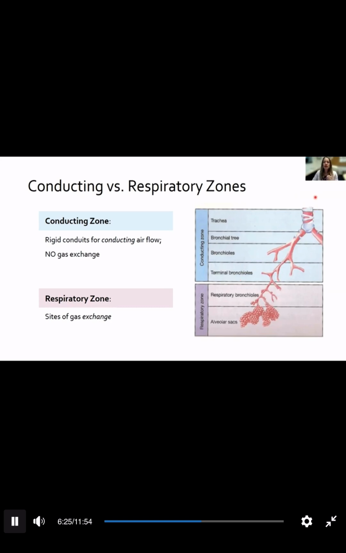So when you intake air, that goes down your trachea and then splits to the right and the left bronchial trees, then continues to branch down. These are just rigid conduits for conducting air flow. So that's why this is part of the conducting zone. There's no gas exchange at these levels. There's only gas exchange at the respiratory zone. Okay, so think of the conducting zone as just for conducting air. The respiratory zone is actually where respiration occurs, where you have that gas exchange. So this is at the respiratory bronchioles and the alveolar sacs.